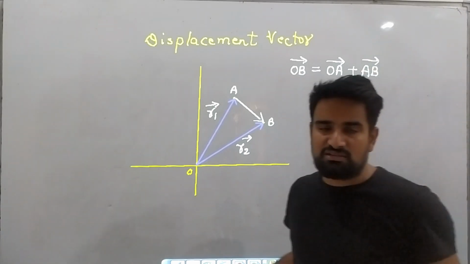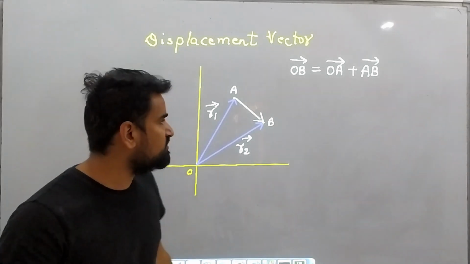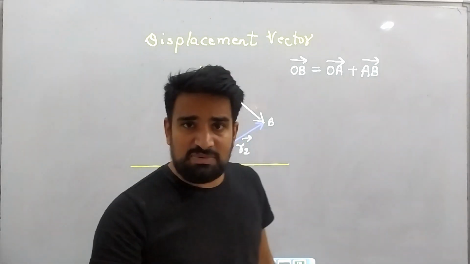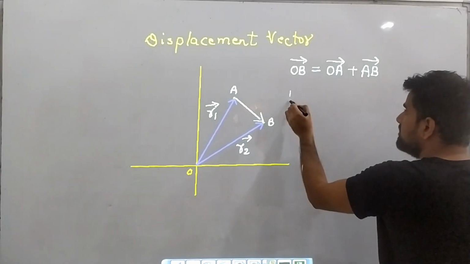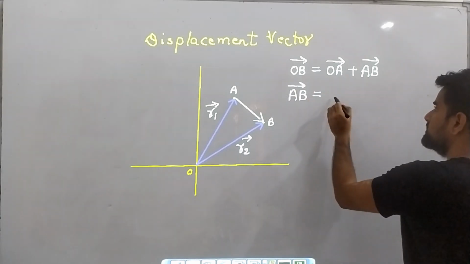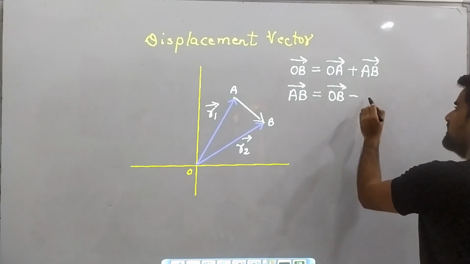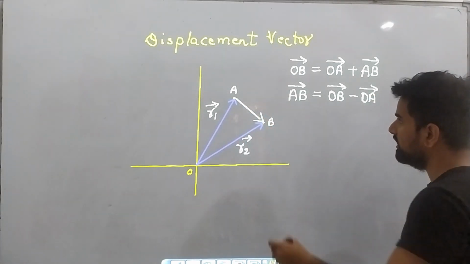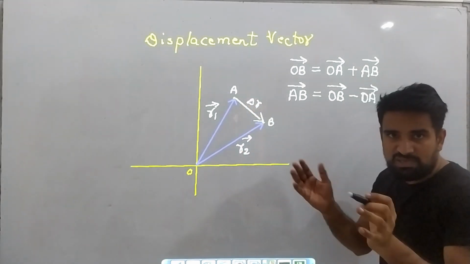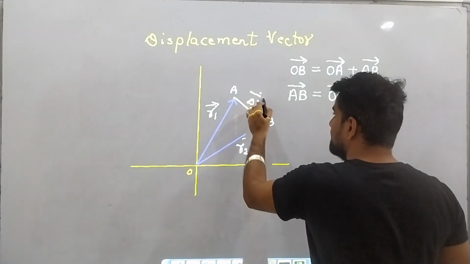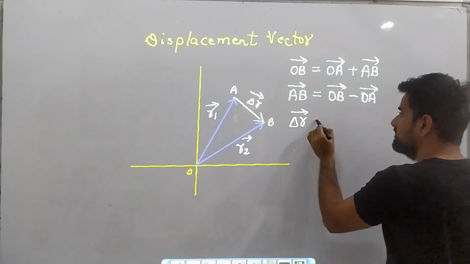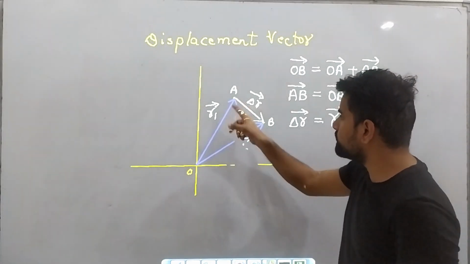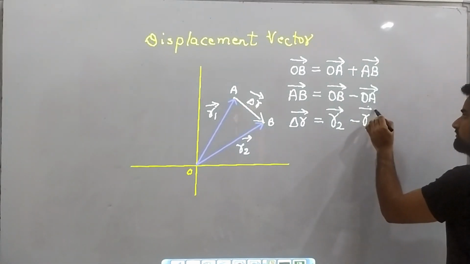So AB vector is a vector representing the displacement of the particle which moved from point A to point B. It is a kind of displacement vector. So how can I represent AB vector? Here AB vector is equal to OB vector minus OA vector. If AB vector is the displacement vector, let's call it delta R, because it represents a change. Then delta R vector equals OB, which is R2 vector, minus OA, which is R1 vector.